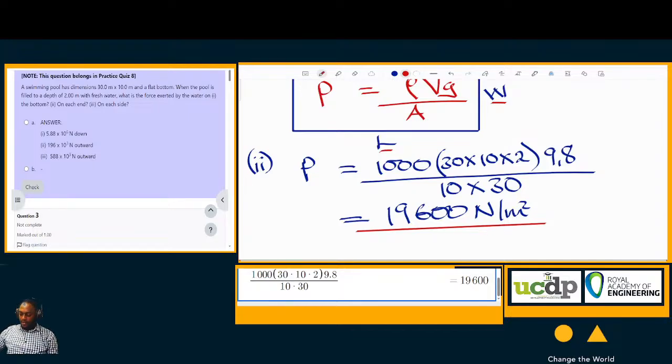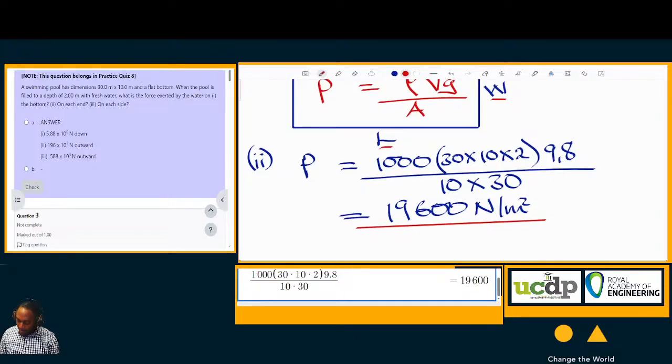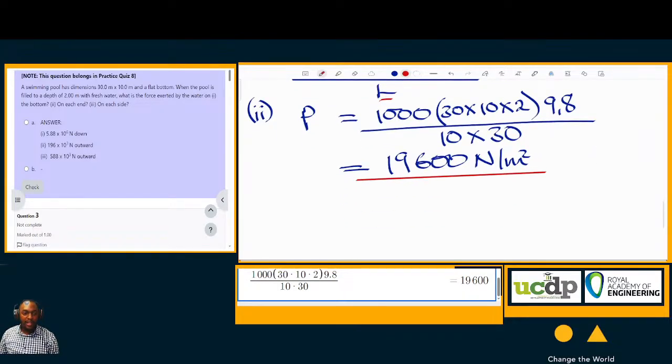So that is the first part, which is similar to the second part again, where you're being asked to find your pressure on each side. Now, if you're looking at the sides of the pool, each side, to find your area, you'll now have your depth, which is 2 meters, multiplied by the side of one length.